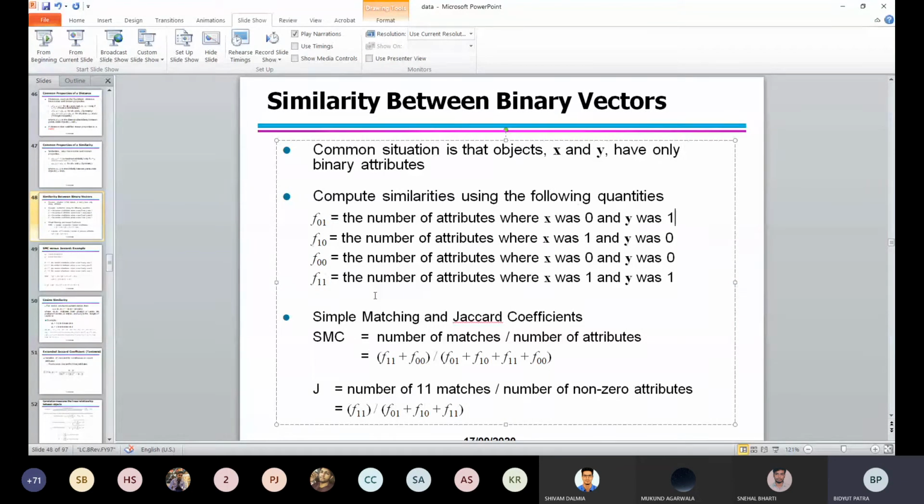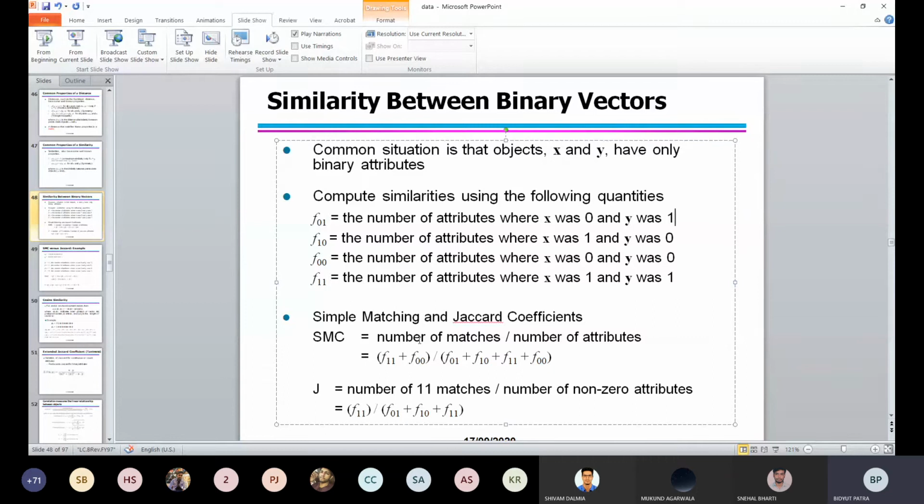To summarize, we find where they agree and where they disagree. Where they agree will be taken into account for the similarity value. Here both agree 0, 0; here also both agree 1, 1. So we compute the number of attributes where both objects agree, that is f00 and f11. So simple matching is the number of matches divided by the total number of attributes. The total is obtained by adding all the counts, and the number of matches is f00 plus f11. This is called simple matching.